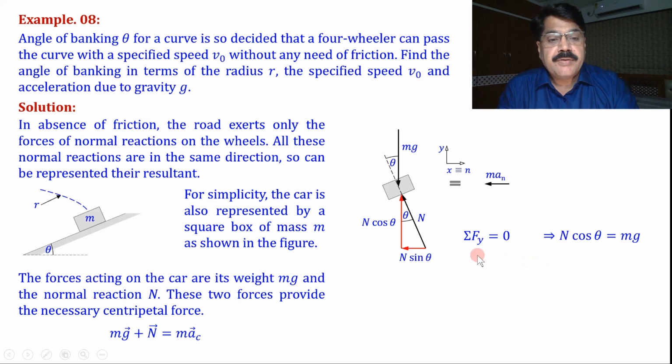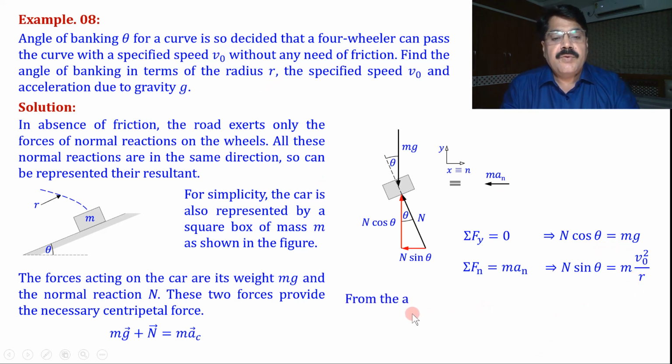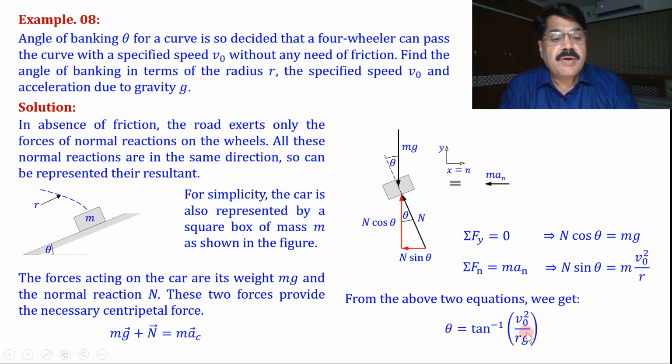Similarly, we can write for normal direction, summation F_n is equal to m a_n. What we have, N sin theta is equal to m a_n, and a_n is v squared by r. So N sin theta is equal to m v naught squared by r. So v naught is what? The specified speed. Now by dividing the LHS and RHS, we get the desired angle theta. From the above two equations, we get theta is equal to tan inverse of v naught squared by r g.